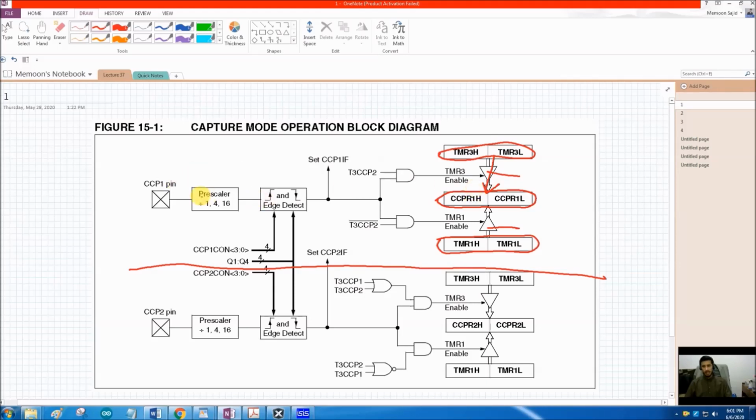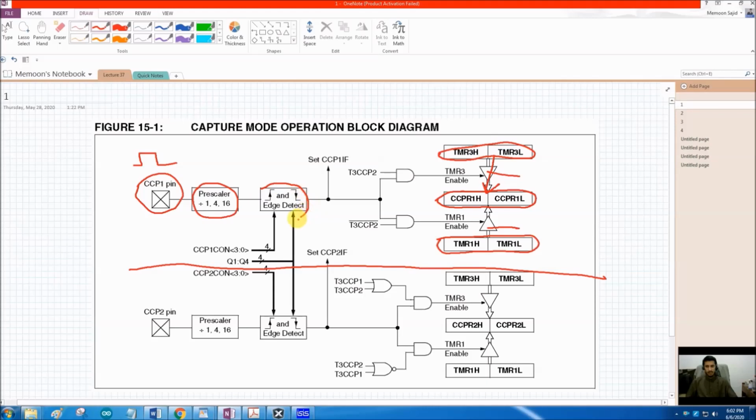When there is a trigger or an event at an external pin. This is an external pin. So what happens exactly is an event occurs at this pin. That can be a rising edge, that can be a falling edge, that can be further divided using a prescaler. So that can be just one rising edge, or the 4th rising edge, or the 16th rising edge.